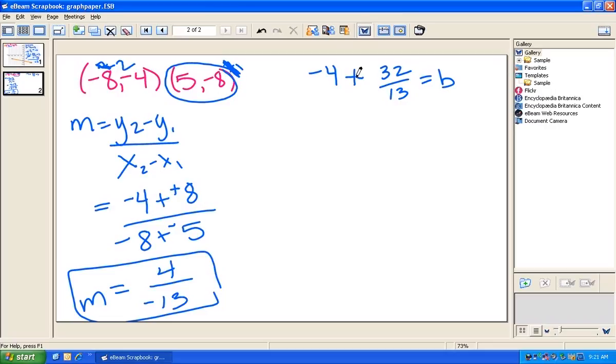All right. So we have a negative 32 thirteenths and a negative 4. How do I add them? I want to add fractions. Caitlin, what do I have to do? They have to have a common denominator. What's my denominator going to be?